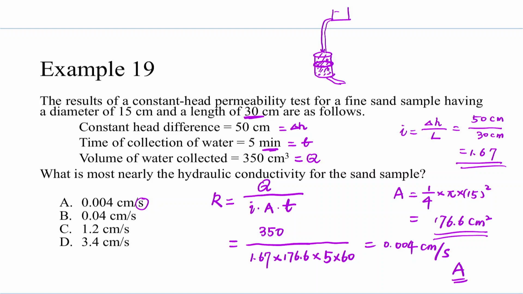So pretty straightforward. And there's another equation for a falling head permeability test, and we don't really have an example over here, but we might in the future. That one is another equation, a little bit complicated, but as long as you know what each of those parameters is, you should be good. So yeah, that's it for this example number 19.